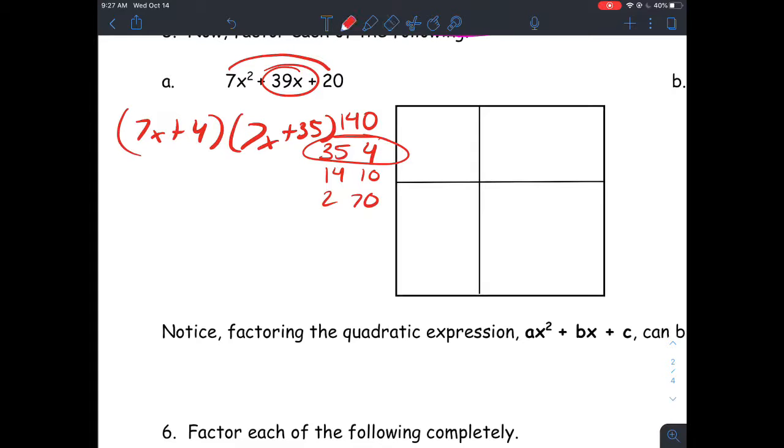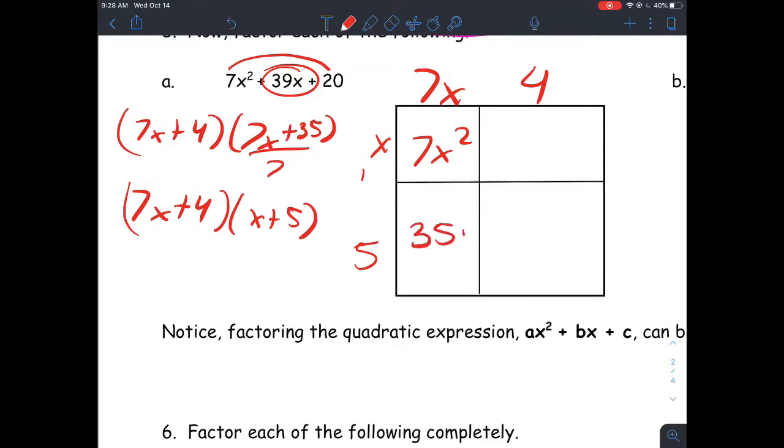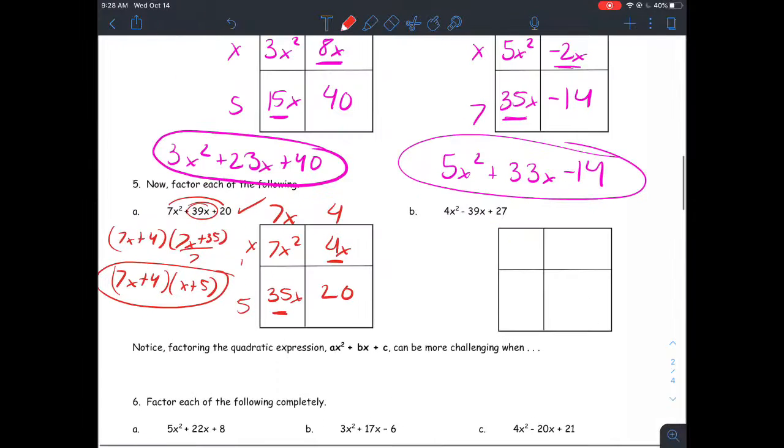Then we have to take out our greatest common factor, which here is going to be a 7. So we get 7x plus 4 and x plus 5. We can write that in our boxes to check. So we get 7x and 4, x and 5, and make sure it works. We get 7x squared, 35x, 4x, and 20. Our middle terms do add up to our 39, so it checks out. So this would be our factored form.